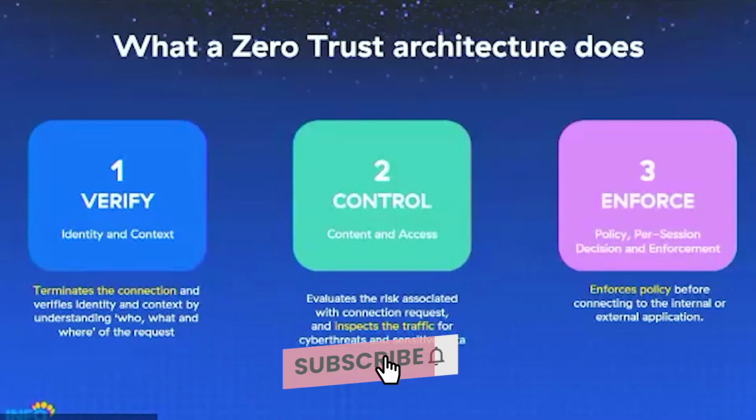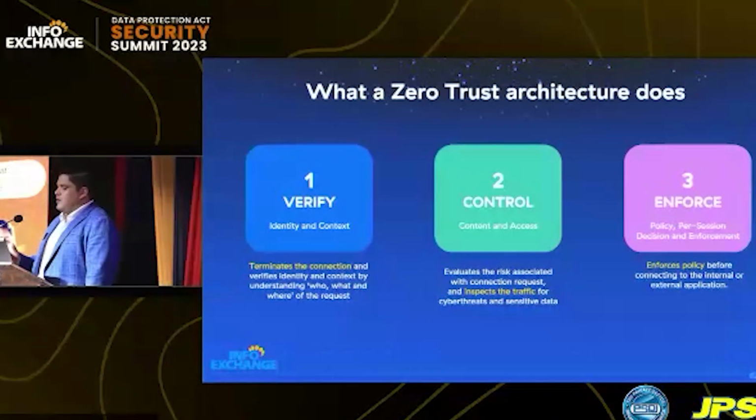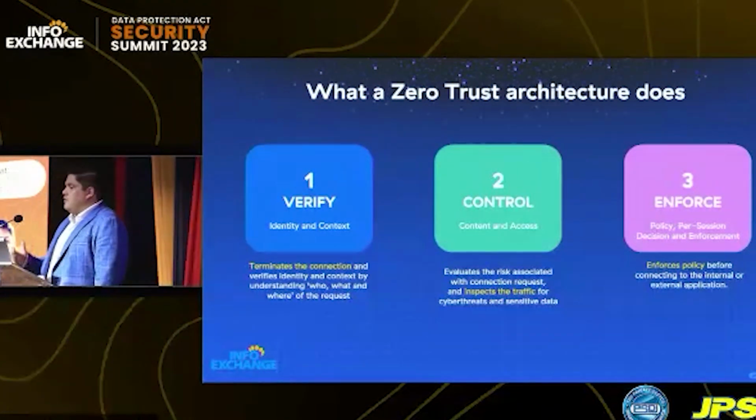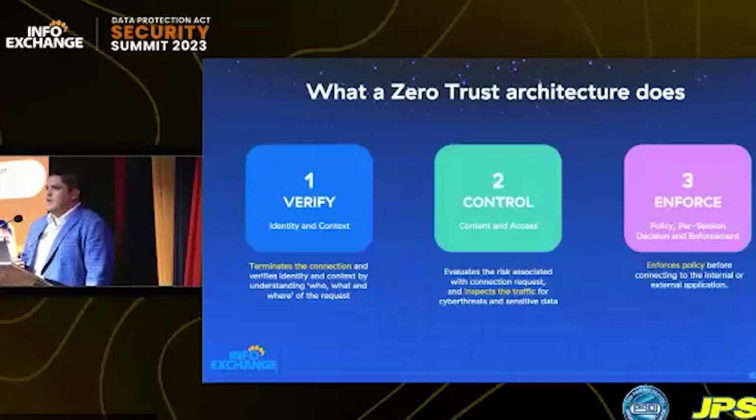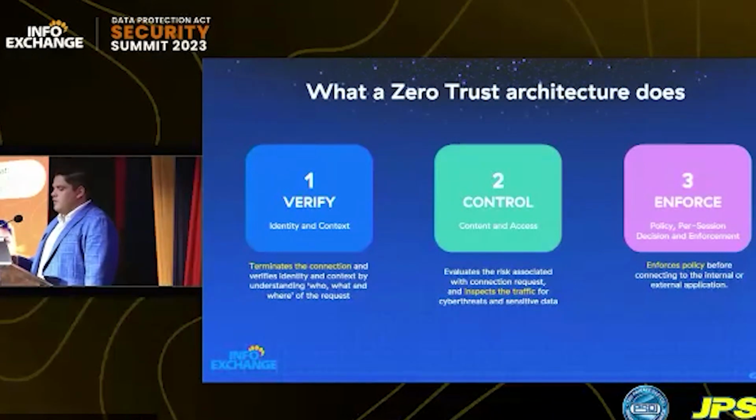Unlike a pass-through firewall architecture, a zero trust architecture terminates the connection and verifies identity and context by asking, who are you? What is the context and where are you going? Next, a zero trust architecture exercises control over content and access by assessing the level of risk associated with the request and inspecting the traffic to prevent compromise and data loss.